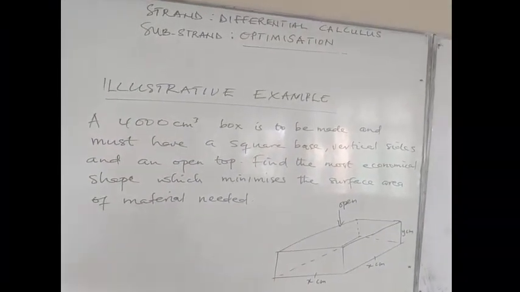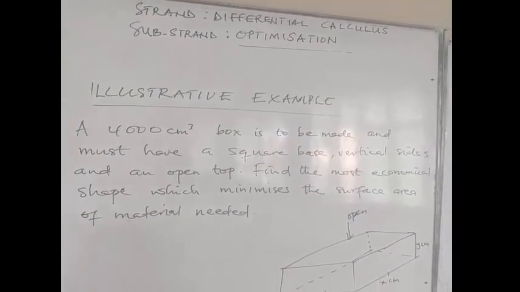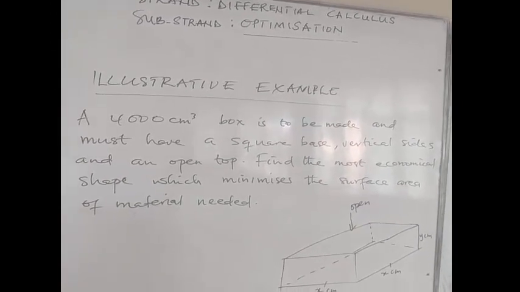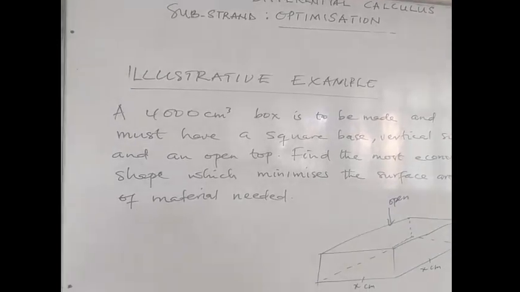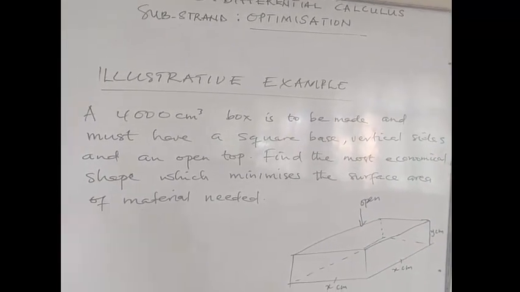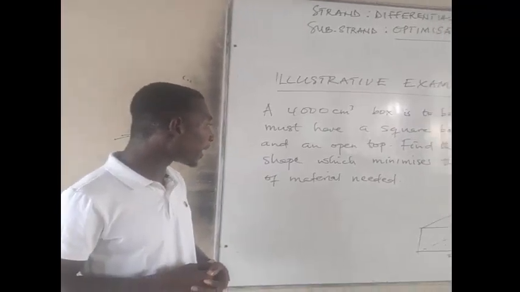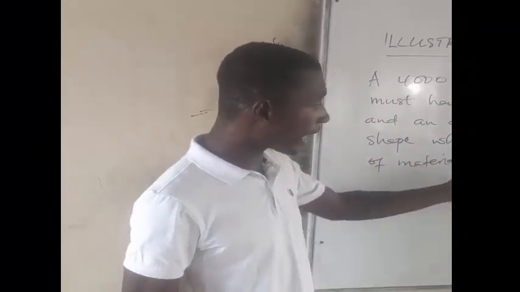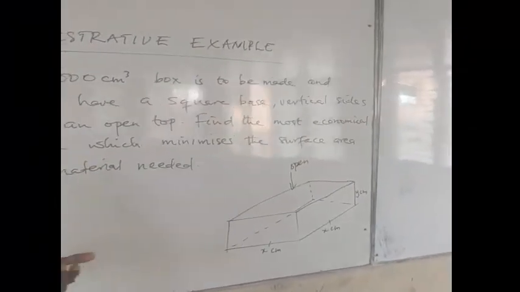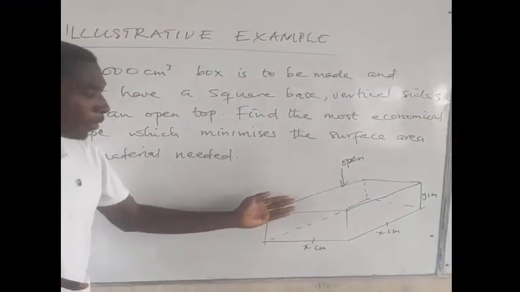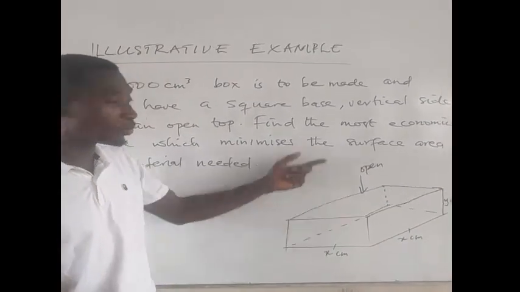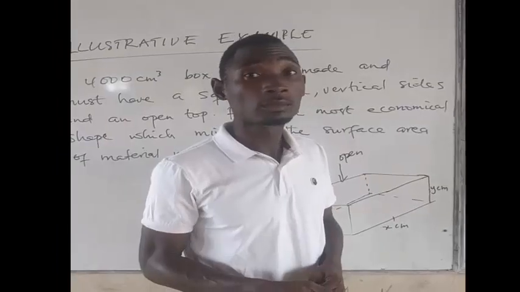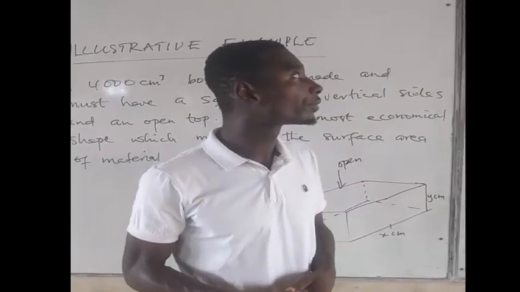A 4,000 centimeter cube box is to be made. It must have a square base, vertical sides, and an open top. Find the most economical shape which minimizes the surface area of material needed. As we can see, there is a diagram which displays what they are trying to let us do. We have a box with a square base and an open top, and we also have the vertical sides.